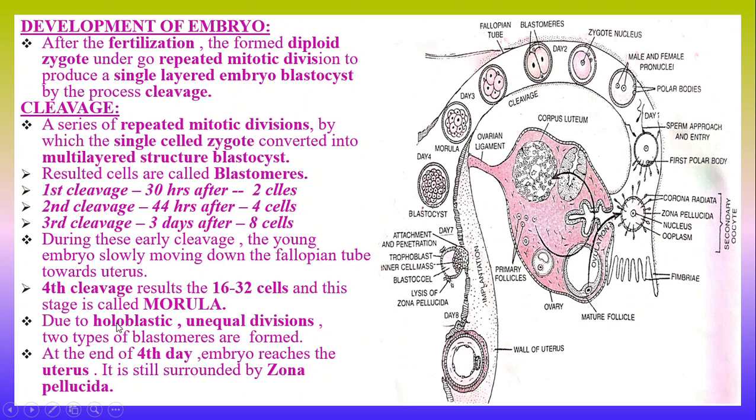The cleavage division is holoblastic and unequal, because there is a slight difference. Holoblastic means the division is complete from the animal pole to the vegetal pole; the complete egg develops. But because the division is unequal, one cell is slightly larger than another, and so two types of blastomeres are formed by the end of the fourth day. At the end of the fourth day, the embryo reaches the uterus. It is still surrounded by the zona pellucida. The cells of the embryo inside are still surrounded by the zona pellucida. By the fourth day it has come into the uterus.